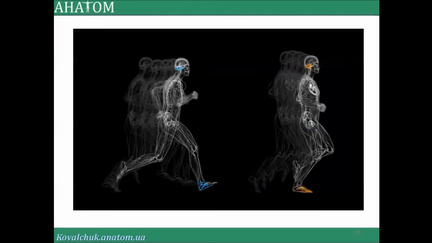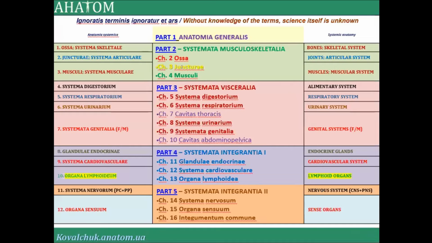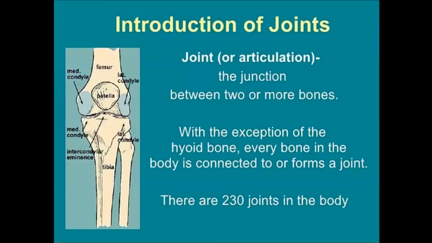So next one we have joints, and joint or articulation. It's a junction between two or more bones, and it's a real joint in the human body. More than 230 joints in the body, but it's not only joints, it's a connection with syndesmosis, synostosis, synchondrosis, and other.